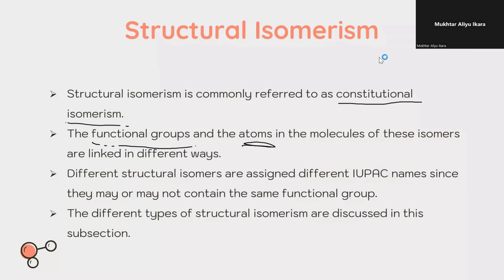So if compounds have different structural arrangements, their IUPAC names might not be the same. The different types of structural isomers will be discussed in this subsection. In a simple way, structural isomerism means the compounds have the same number of atoms, but the atoms are linked in different ways. As a result of that different arrangement, they may not contain the same functional group, and their IUPAC names might not be the same.